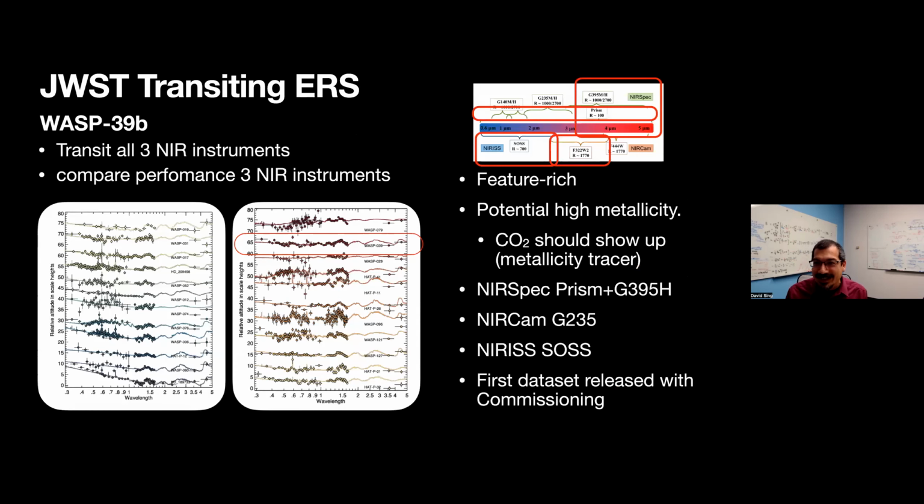Why did we pick WASP-39? Well, several reasons, but one, it's feature rich. We wanted to have actual features to give to our modelers and challenge them with. And WASP-39 is kind of special because it's potentially high metallicity. High metallicity means there should be quite a bit of carbon dioxide. CO2 is a molecule we've never seen before, and with JWST, that should show up immediately. So here are the different modes that we looked at it with, and the first data set was released with the commissioning. So we had this right away.